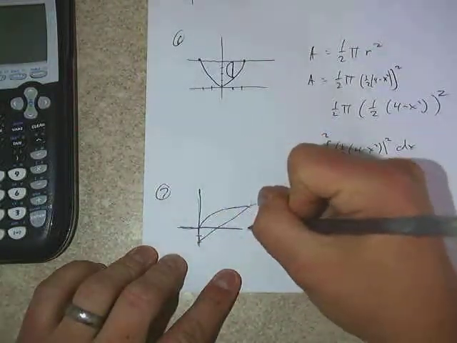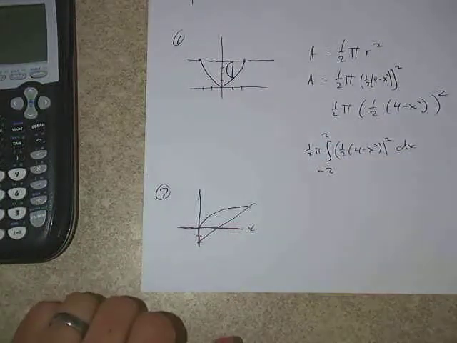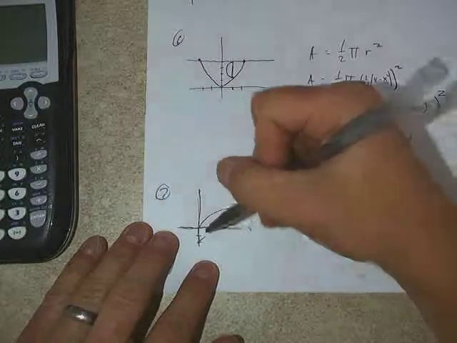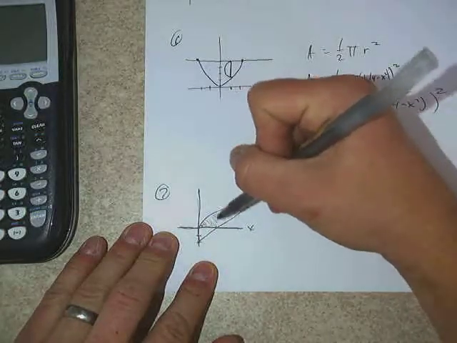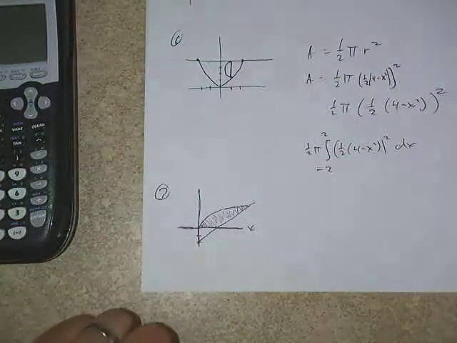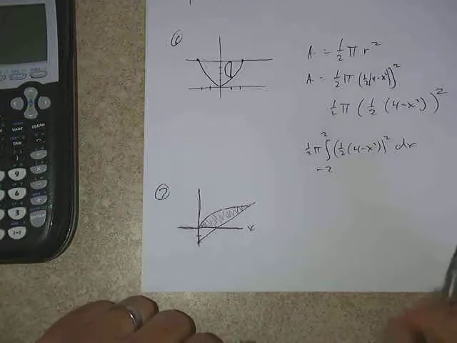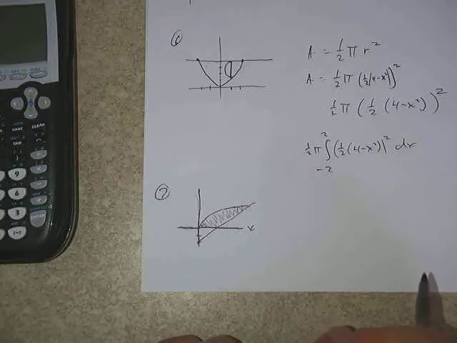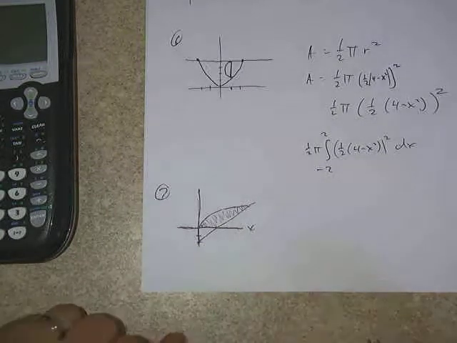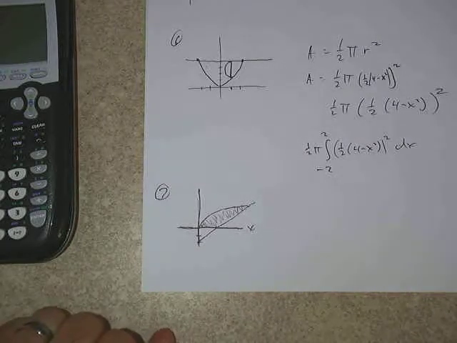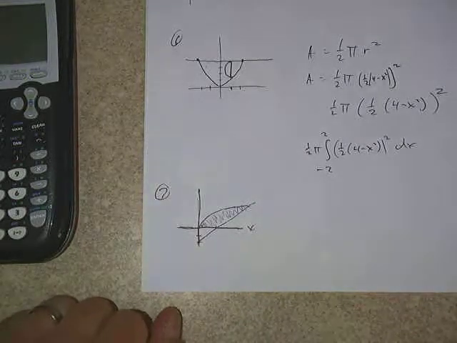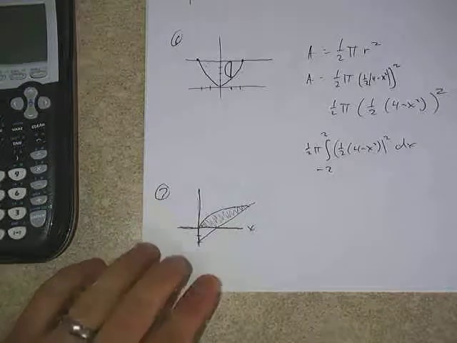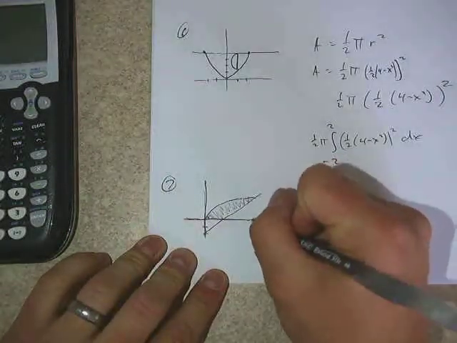Number 7, we have a region that's bounded by the curve y equals radical x, the line x minus 2, keep in mind x minus 2 down here, it's going to go up here and meet the curve at some point. So that's going to be our region. And y equals 0, keep in mind y equals 0 is the x-axis.